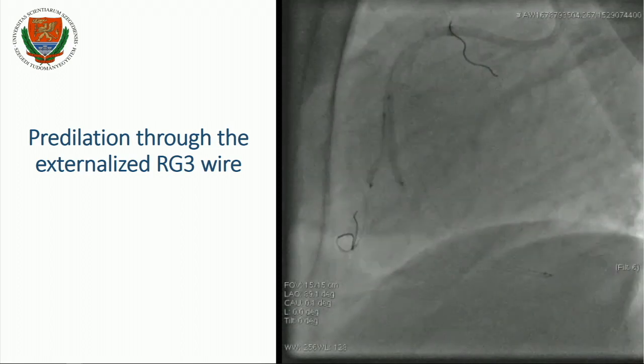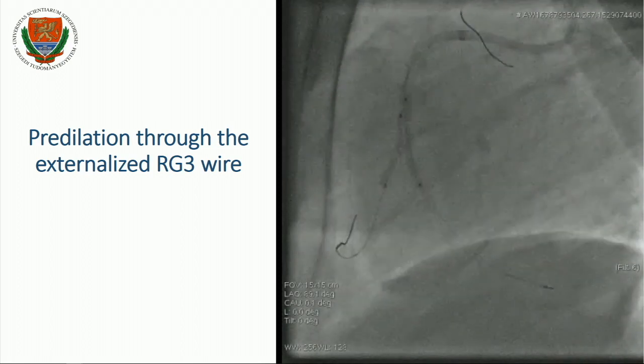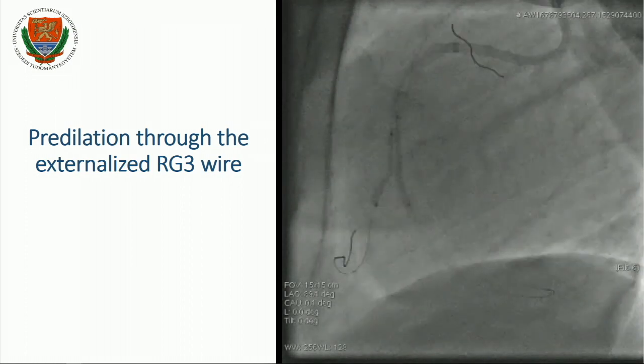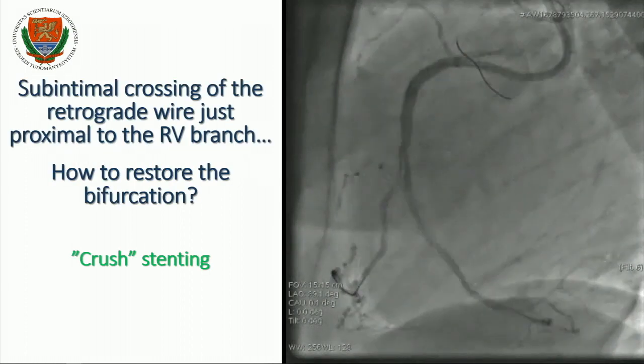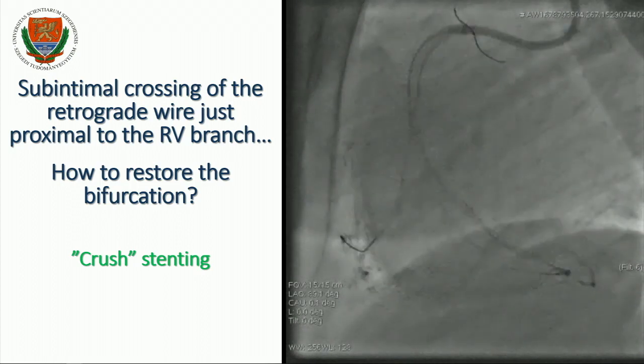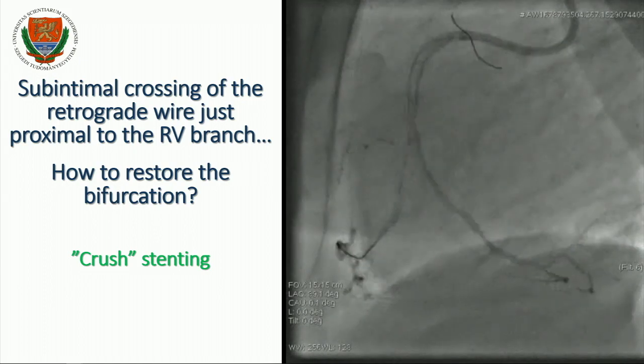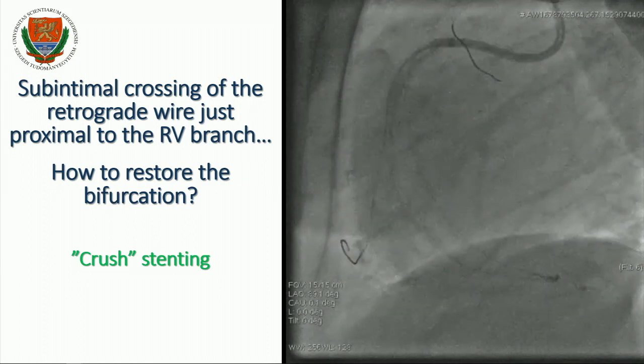So then we externalized the wire with an RG3 guide wire, and then we did predilation of the lesion with kissing balloons. And we could see that there was a subintimal retrograde crossing proximal to the RV branch, so we faced another problem again: how to restore the bifurcation.